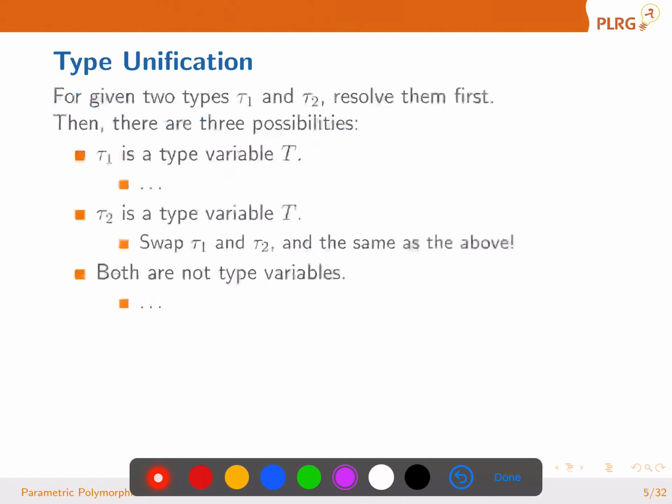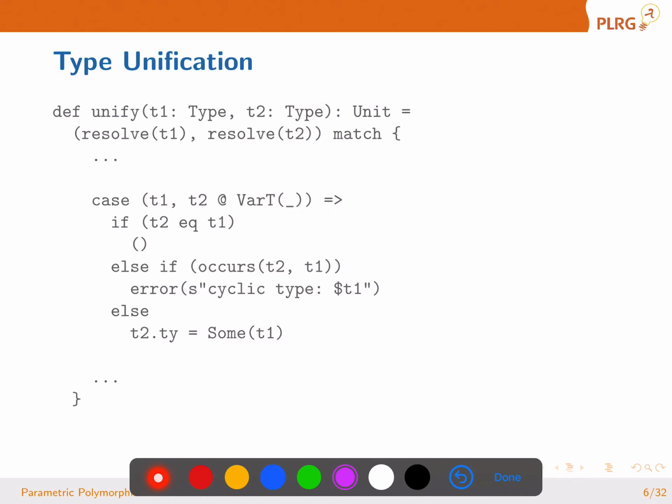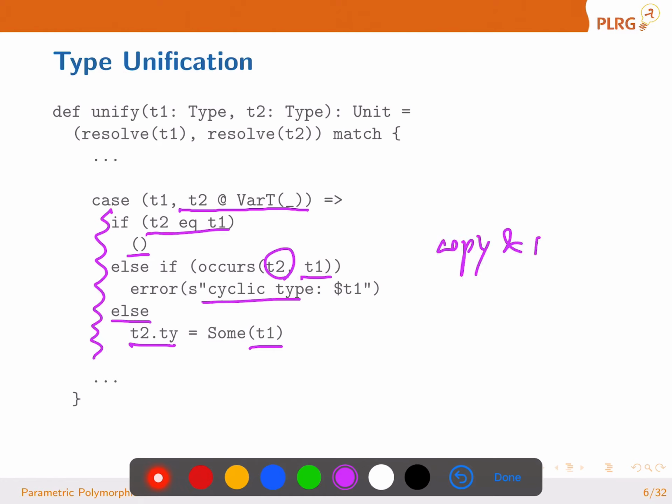The second case, when tau2 is a type variable t, then swap tau1 and tau2 and do the same as above, right? So actually we can do just the same thing, just the other way around, meaning the second argument is a type variable. If they are already the same, we are done. If tau2 occurs in tau1, that's a cycle. Otherwise, remember that tau2 should be unifiable with tau1. But how many lines? Ooh, it's really bad to have copy and pasted code because it's error prone.